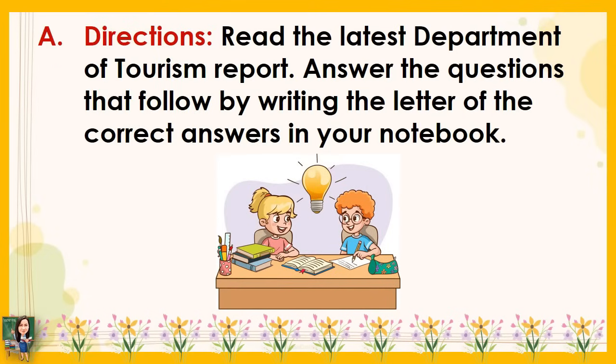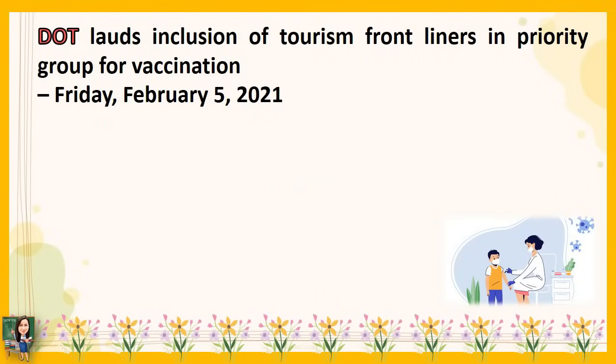And now let us do this activity. For letter A, directions: read the latest Department of Tourism report. Answer the questions that follow by writing the letter of the correct answer in your notebook.